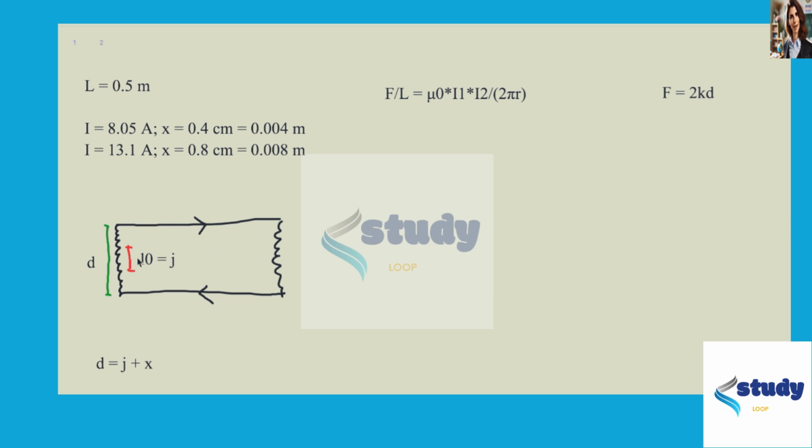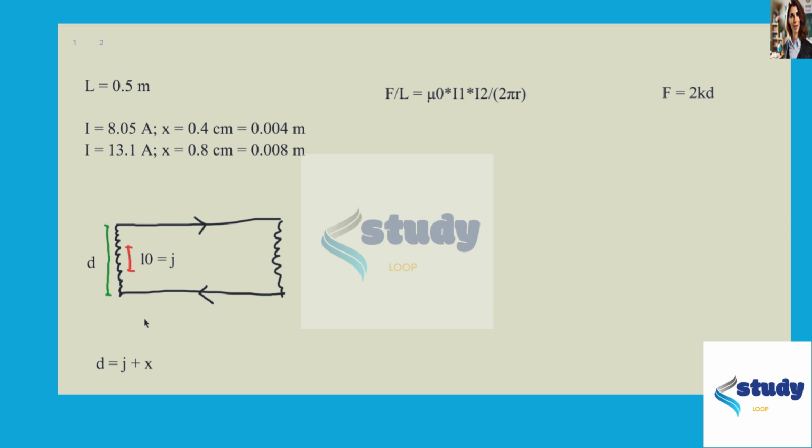And force constant K. And we have these two data points. We're told that when a current I runs through the circuit, the springs stretch by a distance of 0.4 centimeters, which I've converted to meters here, so 0.004 meters. And when a current of 13.1 amps runs through this, we get a stretch of 0.008 meters, 0.8 centimeters. So if we express the total distance d between the two rods, we can express this total d by j, or L0, that's the unstretched length, plus x, which is the amount that it's going to stretch. So this is what we're going to use.